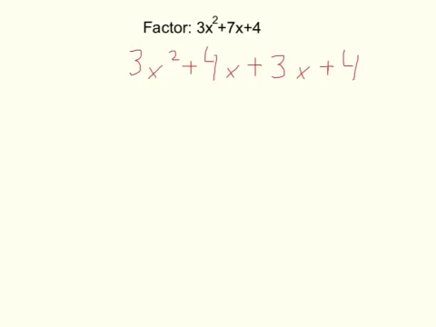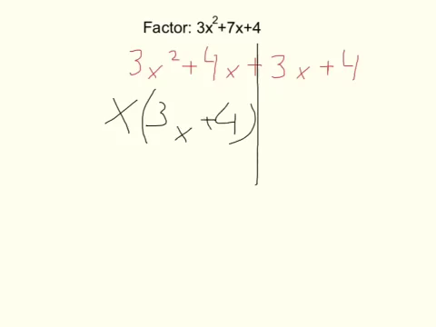Next, you will separate the terms of the split b term, so you have 3x squared plus 4x on one side and 3x plus 4 on the other side. The common factor on the left side is x. X times 3x plus 4 would get 3x squared plus 4x. The common factor on the right side is just going to be 1. So 1 times 3x plus 4.